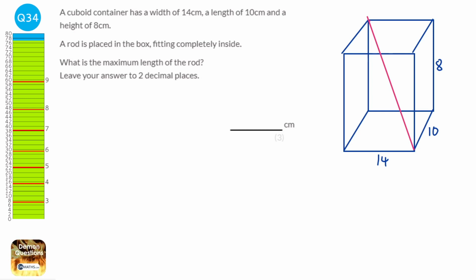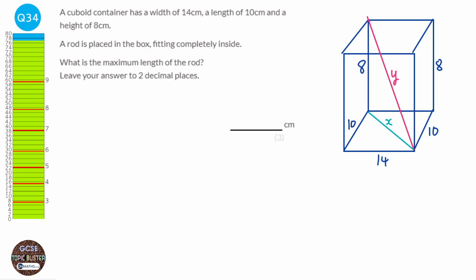So we first of all have to work out what this length here will be, and then we can use the fact that this is 8 here and work out what the length of the diagonal is. So I'm going to call this x, and I'm going to call the diagonal y, just so we've got something to refer to in our working out. And it might be helpful that this side here is 10.